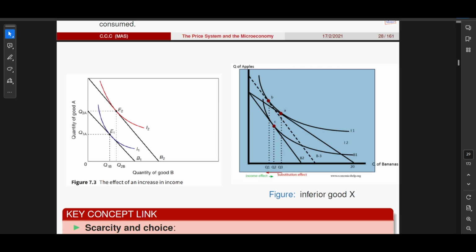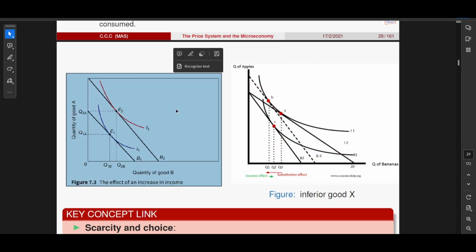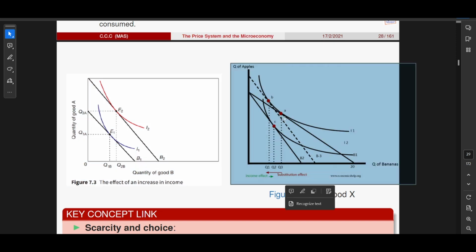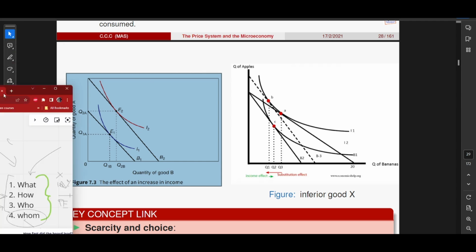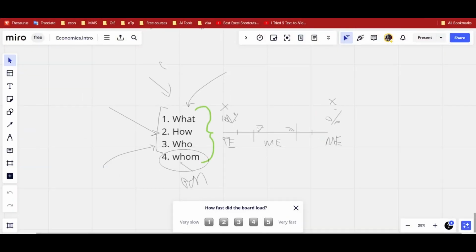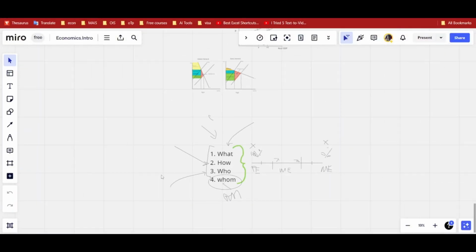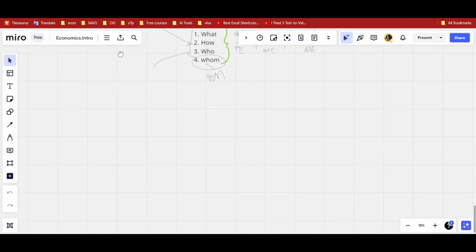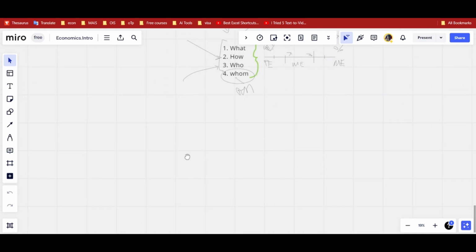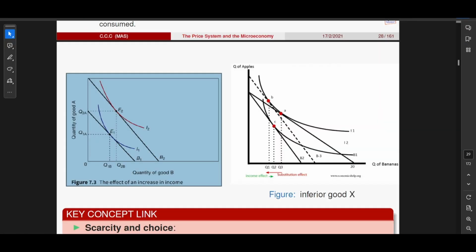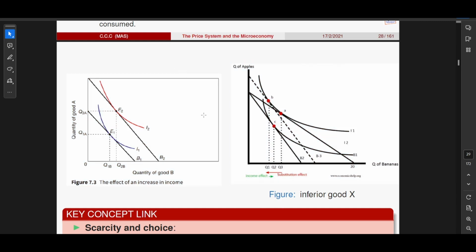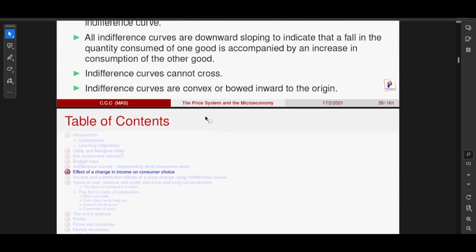Guys, both of these are examples of income increasing. How are they different? Nobody knows? Aren't you guys studying on your own already? You should know these things.